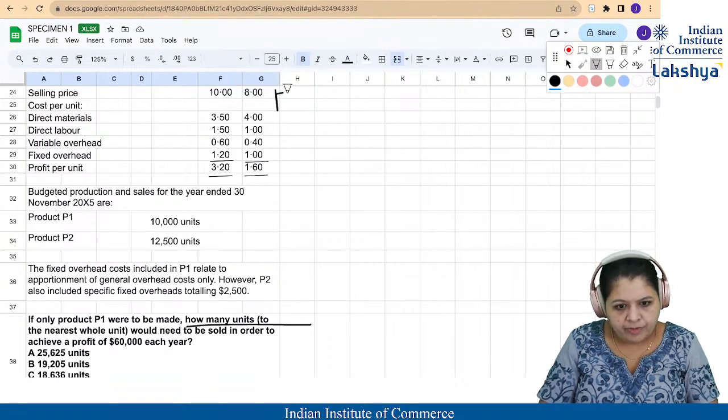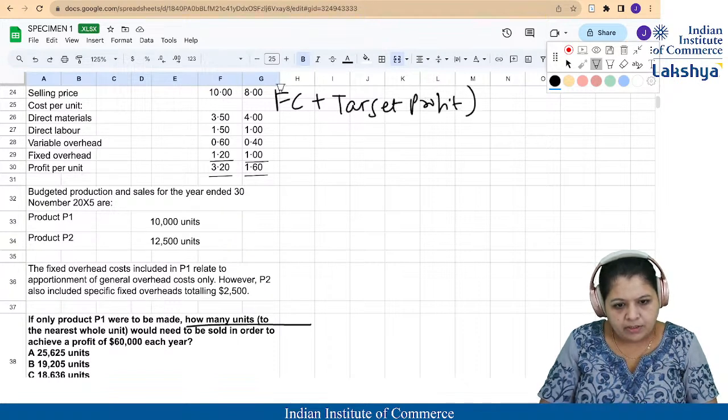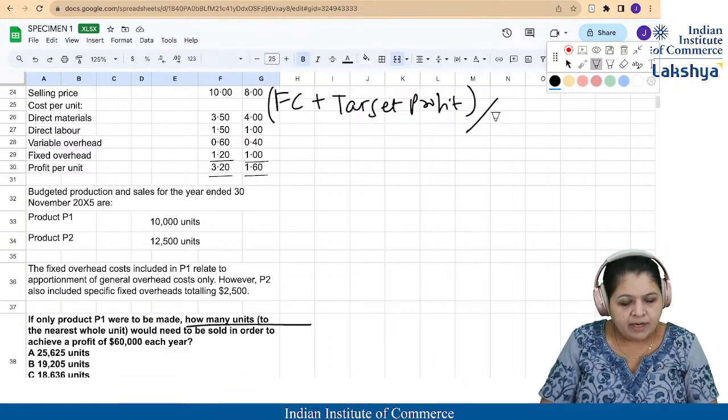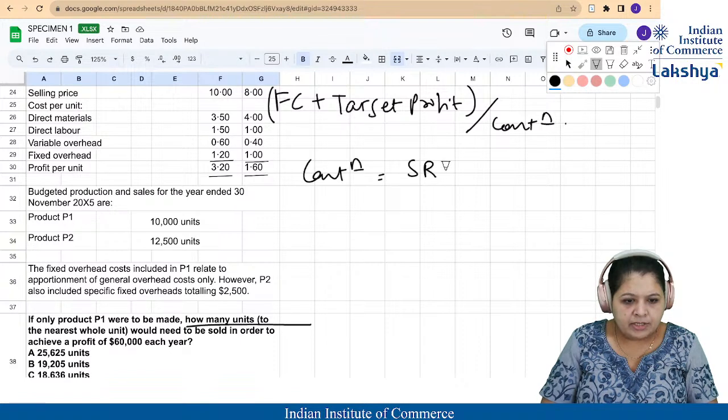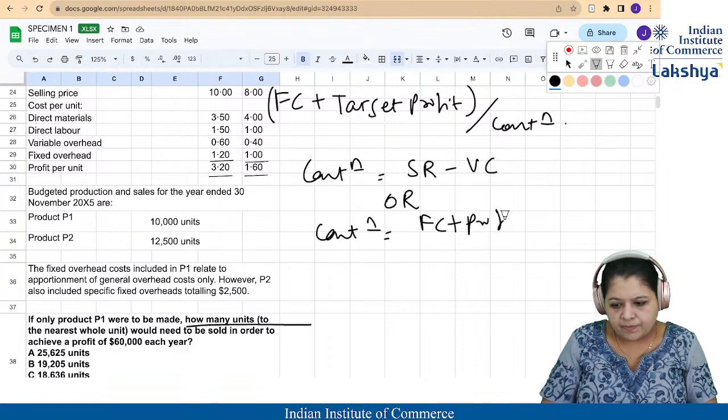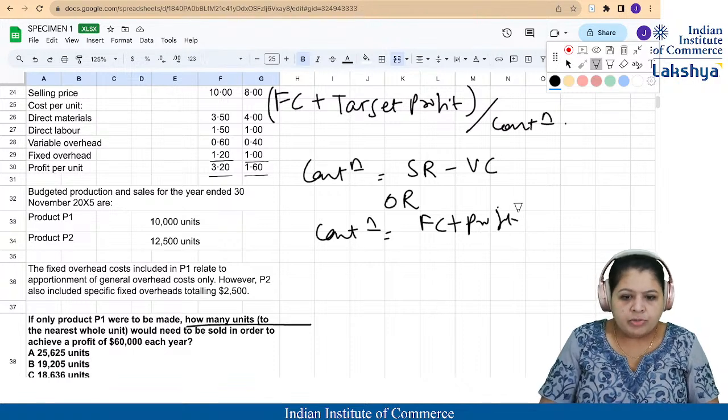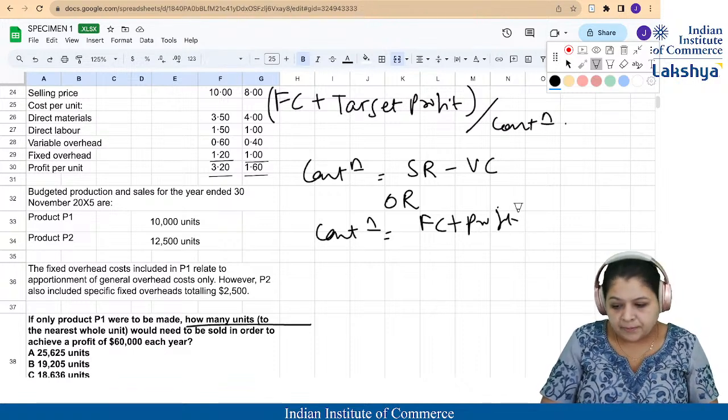You're going to take your fixed cost and your target profit, and then you can divide that by the contribution. Now, contribution has got two formulas. One is sales revenue minus variable cost, or contribution also is fixed cost plus profit. You can find out your contribution the way you want, right?